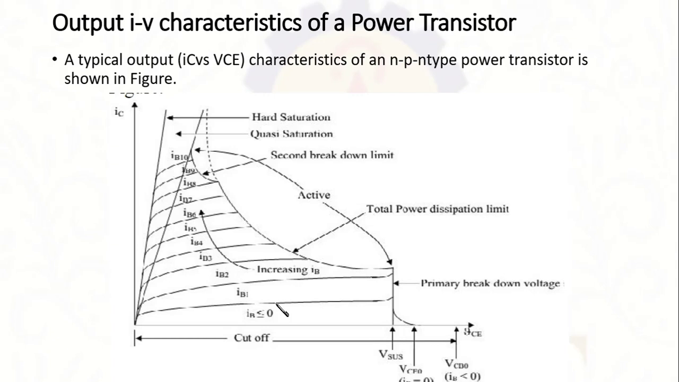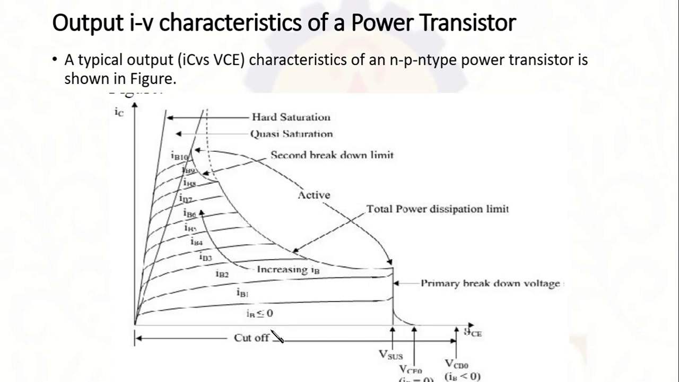Okay, so we will see the cutoff region first. In the cutoff region, the base current, which is the input current, is less than or equal to 0. At that time, the output collector current will be almost equal to 0. That particular situation is called the cutoff region.